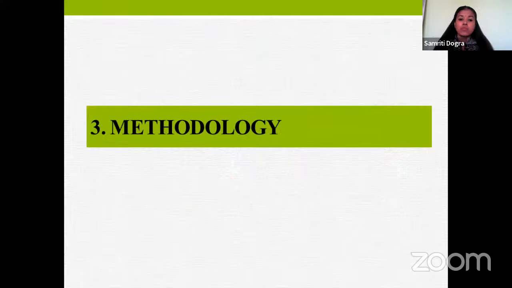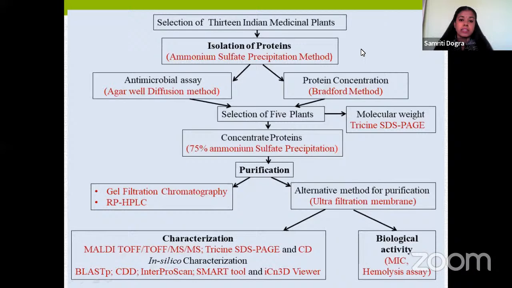So what is the methodology I followed? First I selected 13 medicinal plants from areas like Punjab, native from Himachal, and a few from other places. First I isolated protein using the ammonium sulfate precipitation method. Then the antimicrobial assay was carried out, then protein estimation using Bradford. On the basis of antimicrobial activity, protein concentration, and the availability of the plant, five plants were selected and the molecular weight was calculated using Tricine SDS-PAGE, and then the protein was concentrated again using 75% ammonium sulfate precipitation.